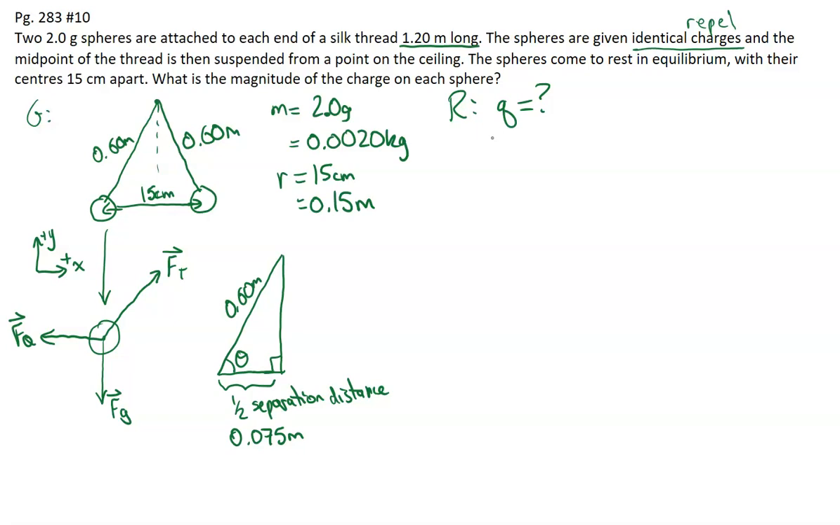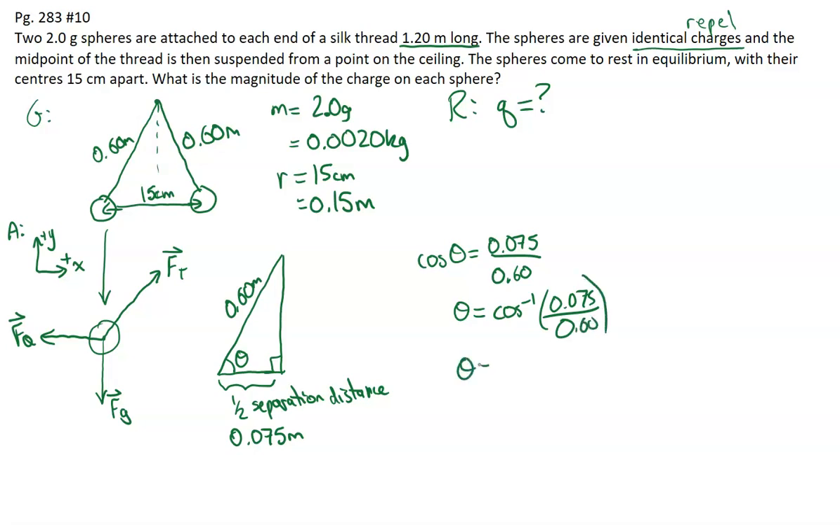So let's continue on now with our analysis. We're now looking at the angle, and because I know the hypotenuse and I know the adjacent side, I can use cosine. So cosine of that angle is the adjacent, which is 0.075, over the hypotenuse, which is 0.60. And then I can take the cos inverse to determine that. And what I arrive at is an angle of 82.82 degrees. So that's my angle that I can use here.